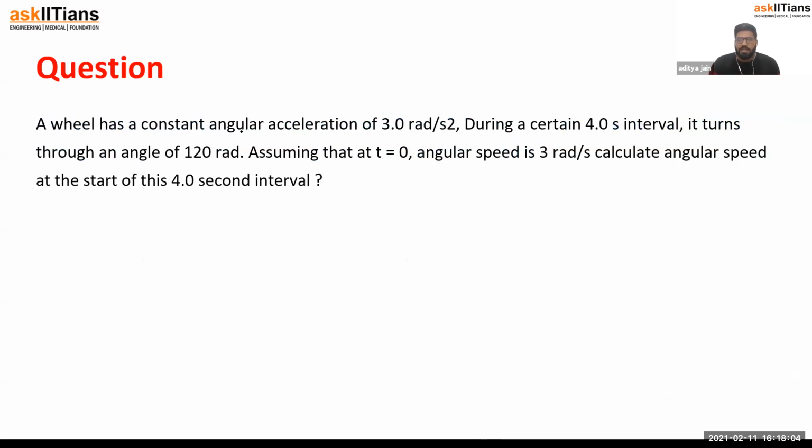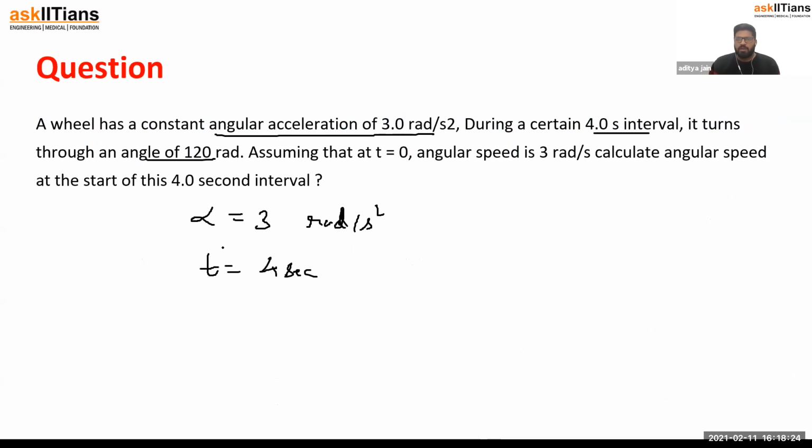A wheel has a constant angular acceleration. Now angular acceleration is given, represented by alpha, which is constant, given as 3 radian per second square. The time interval is given as 4 seconds. So during a certain 4-second time interval, it turns through an angle of 120 radian. So 120 radian is basically the angular displacement during the time interval of 4 seconds.